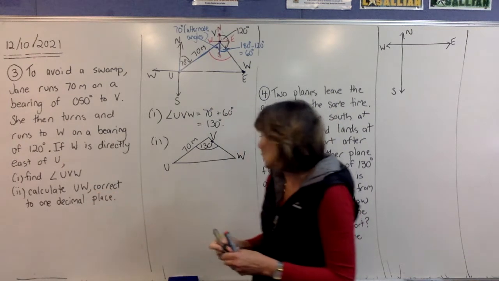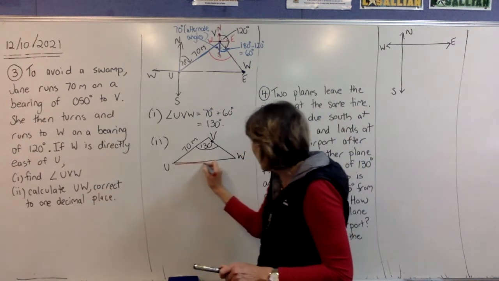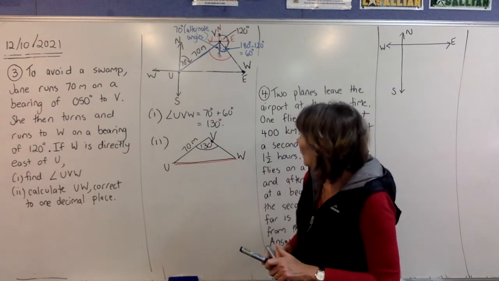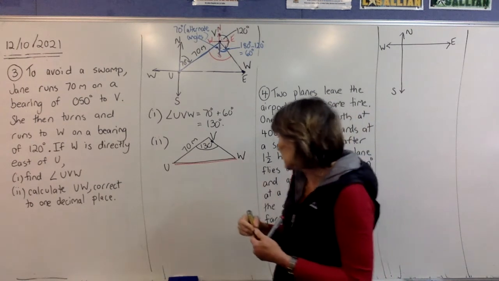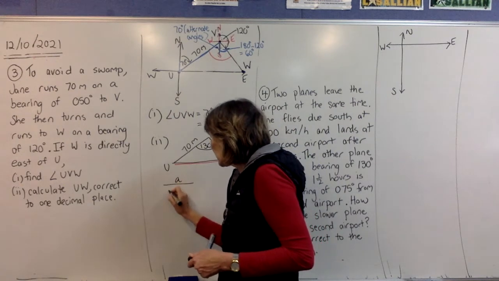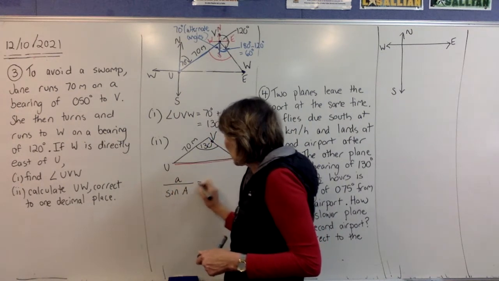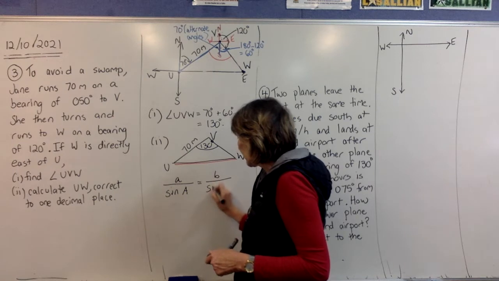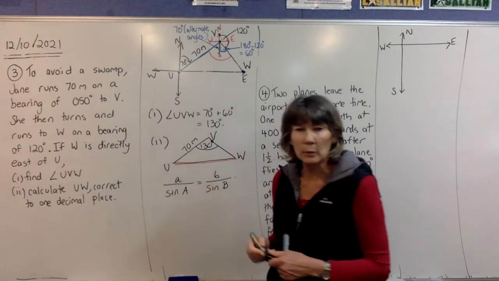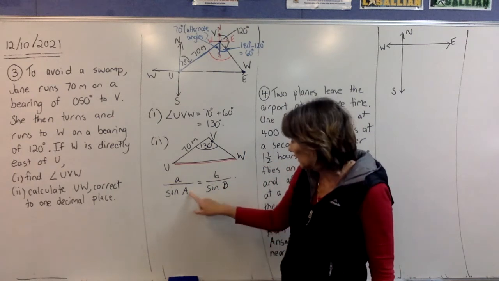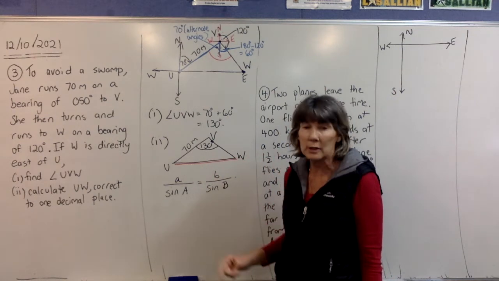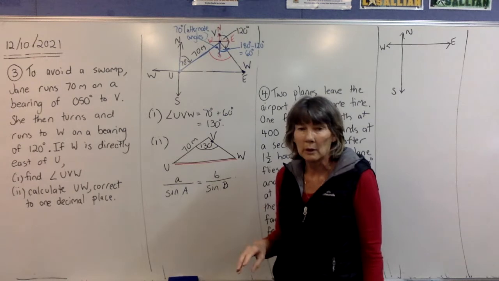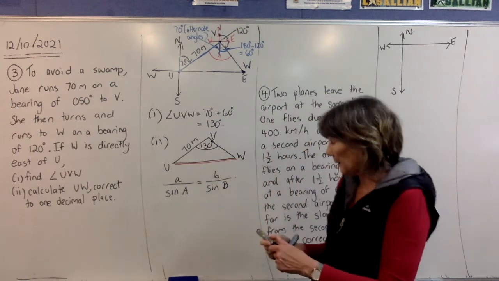They're asking us for UW, so we're looking for this side here. All right, now we are missing a bit of information here because we're looking for a side and we know that we're going to be using this formula to find our side. And if you think about it, we need three things to do that. We need something here, here and here. So there's three things we need. I can only see two. 1, 2. So we've got to try and work out what's missing here.